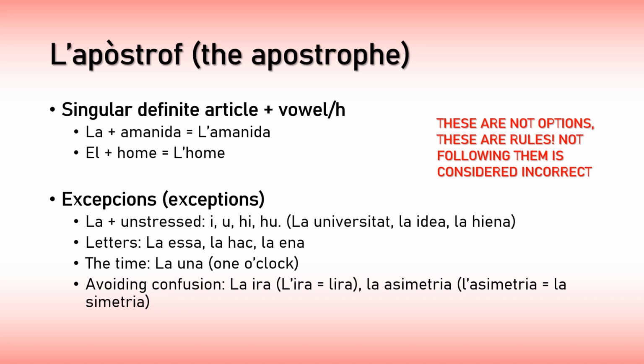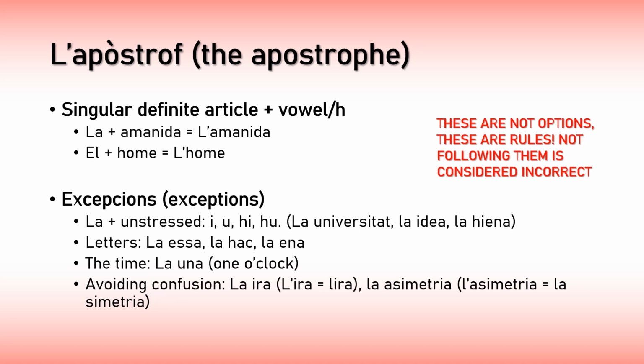Now, that's not the only condition. As you can see, it also has to be unstressed. For example, in the word universitat, the stressed syllable is the last one, tat. For idea, the stressed syllable is the de. Same thing for hiena. So in these cases, you don't use an apostrophe.